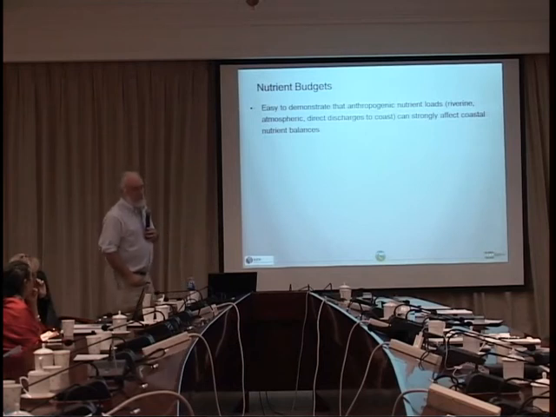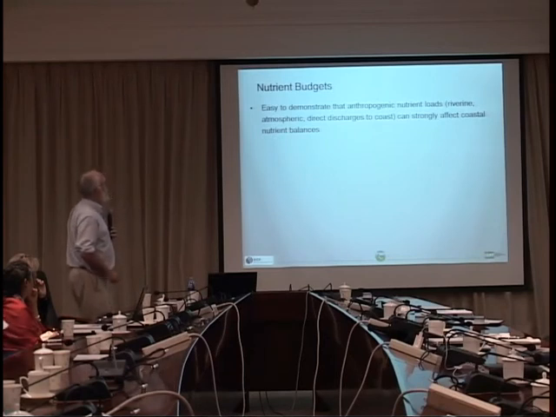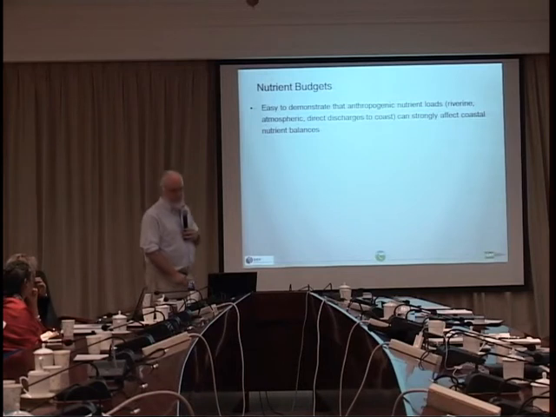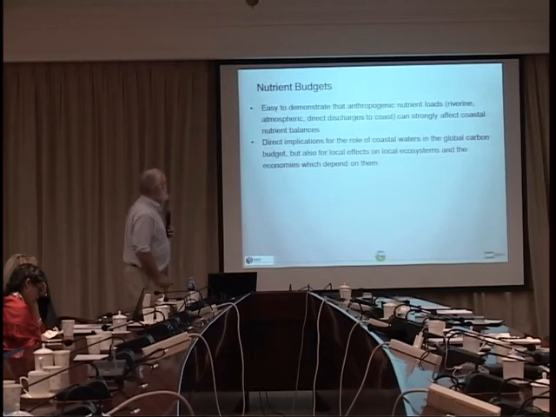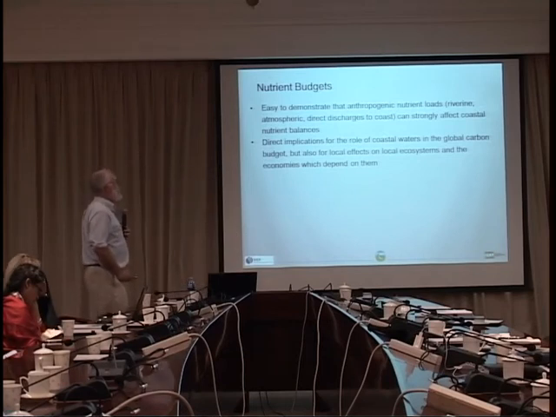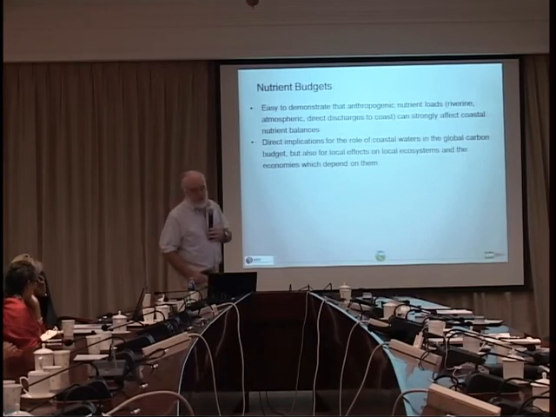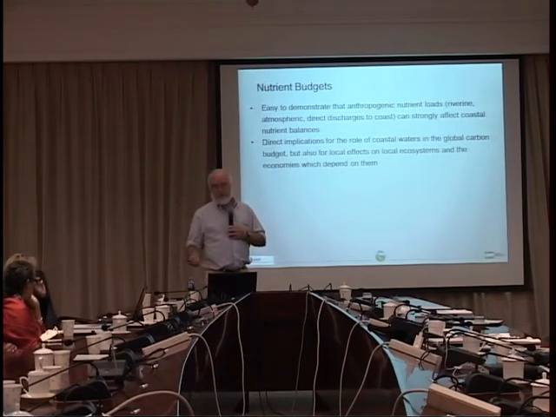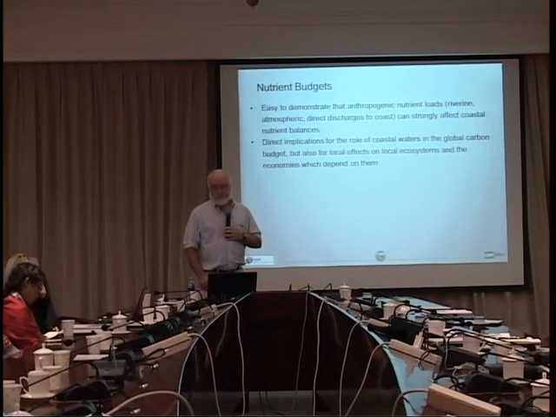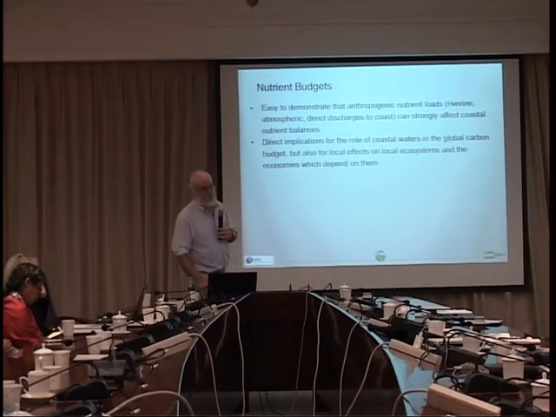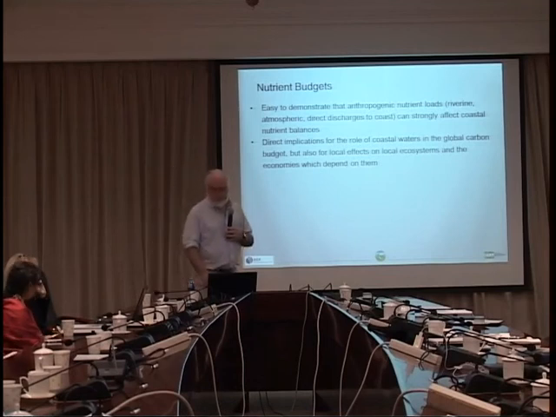It's easy to demonstrate that terrestrial nutrient loads and atmospheric nutrient loads can strongly affect these coastal nutrient budgets. It shows up every time we do a nutrient budget, it seems. There are direct implications for the role of coastal waters in the carbon budget, but also effects on hypoxia, eutrophication, changes in species composition, development of harmful algal blooms, for example, other impacts with associated damages to coastal resources and the economies that depend on them.